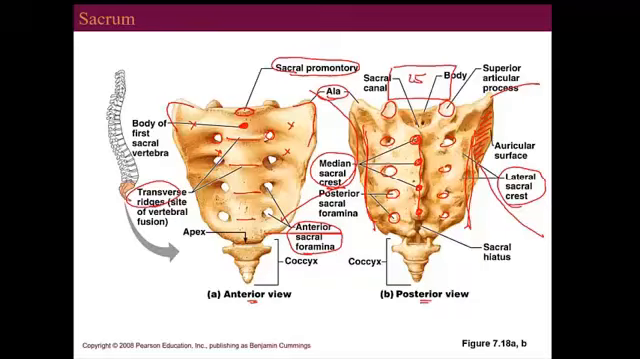So that is the area in which you see there's roughness. That's going to be called the auricular surface. Okay, and then the last one is going to be the coccyx. Okay, there's about 4 fused vertebrae there. And that's exactly the structures that we need to identify on this sacrum.